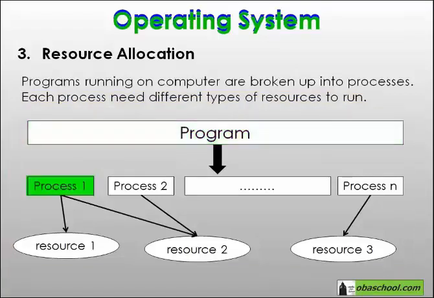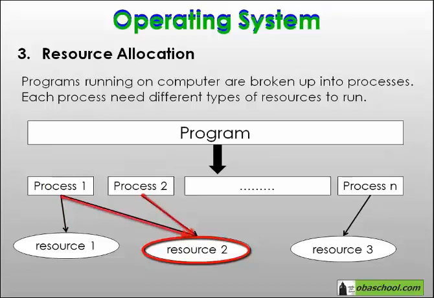This is a program that has been broken up into different processes: process 1, process 2, until process n. And as you can see, each process needs a resource. Process 1 needs resource 1 and 2, process 2 needs resource 2, and process n needs resource 3. So, some processes may need more than one resource, like process 1, which needs resource 1 and resource 2. And as you can see, resource 2 is shared between process 1 and process 2. And this causes problems. And the operating system usually solves this problem.